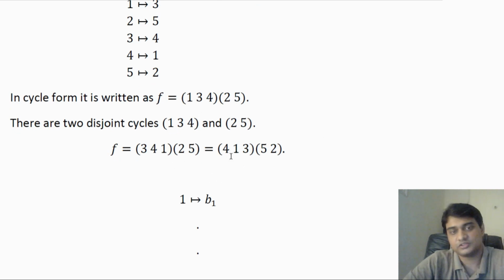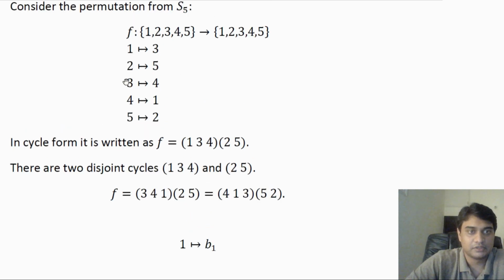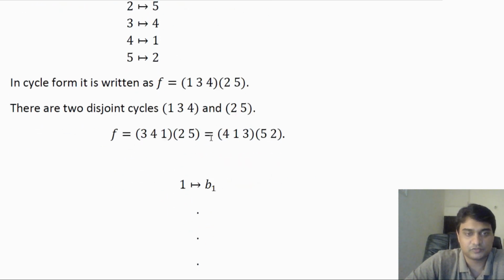We can also write it as (4 1 3)(5 2). (5 2) means exactly the same thing: 5 is mapped to 2 and 2 is mapped to 5. So there are various ways of doing this, but the standard way is the first one.